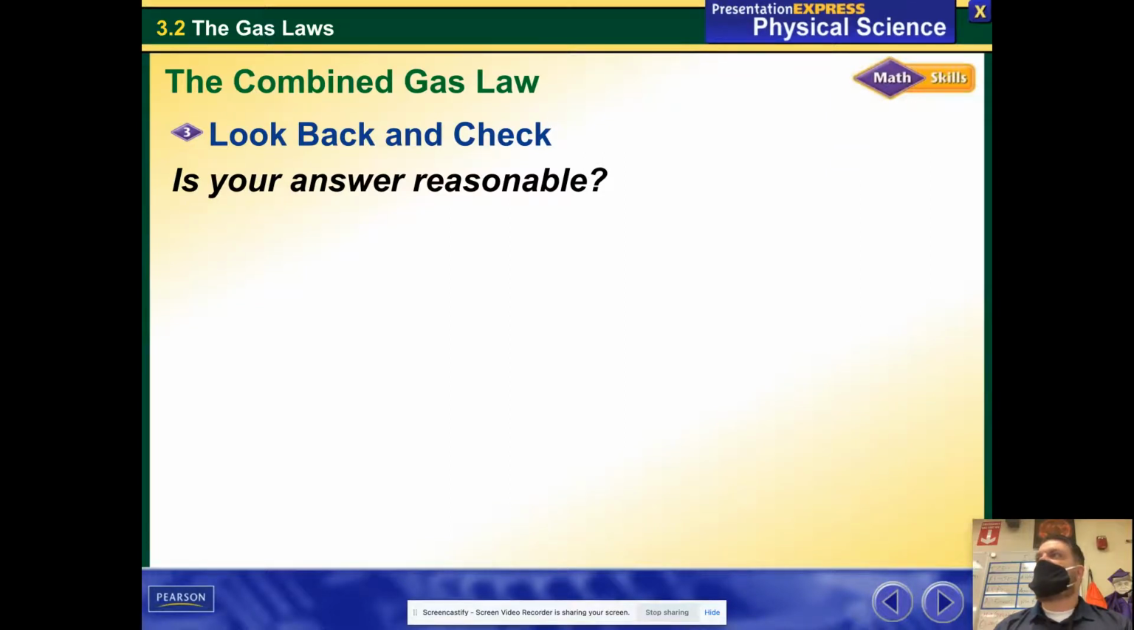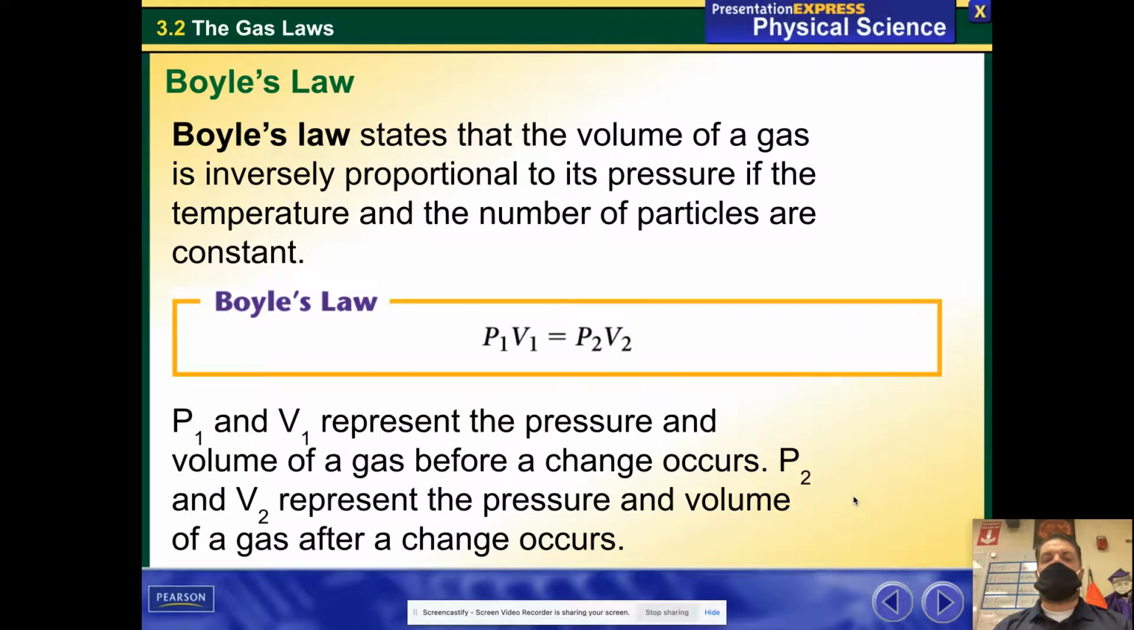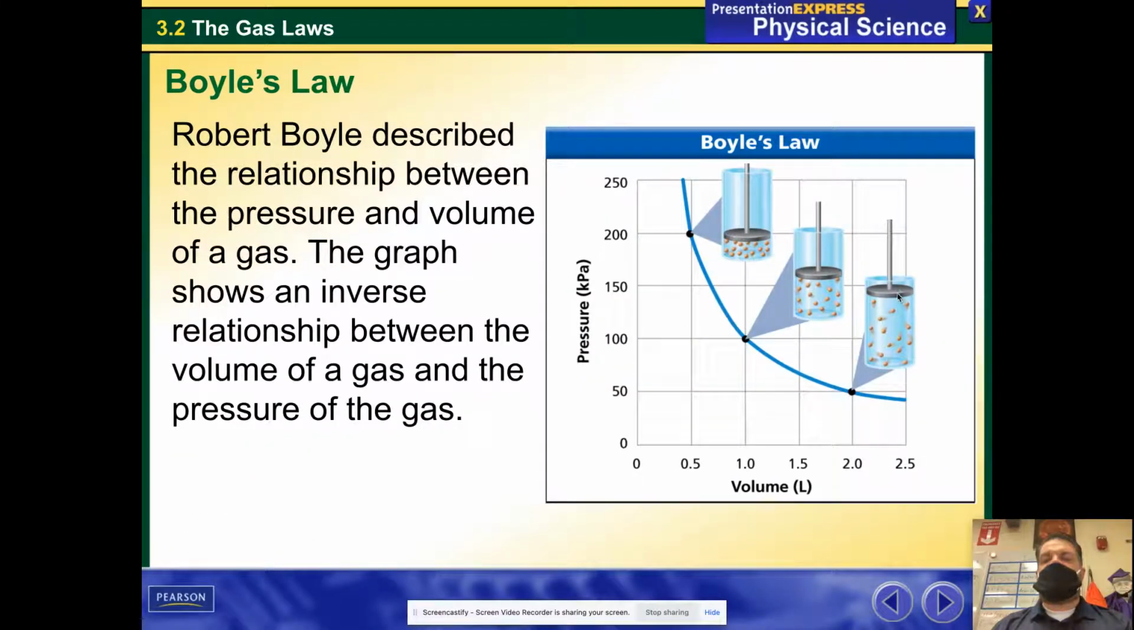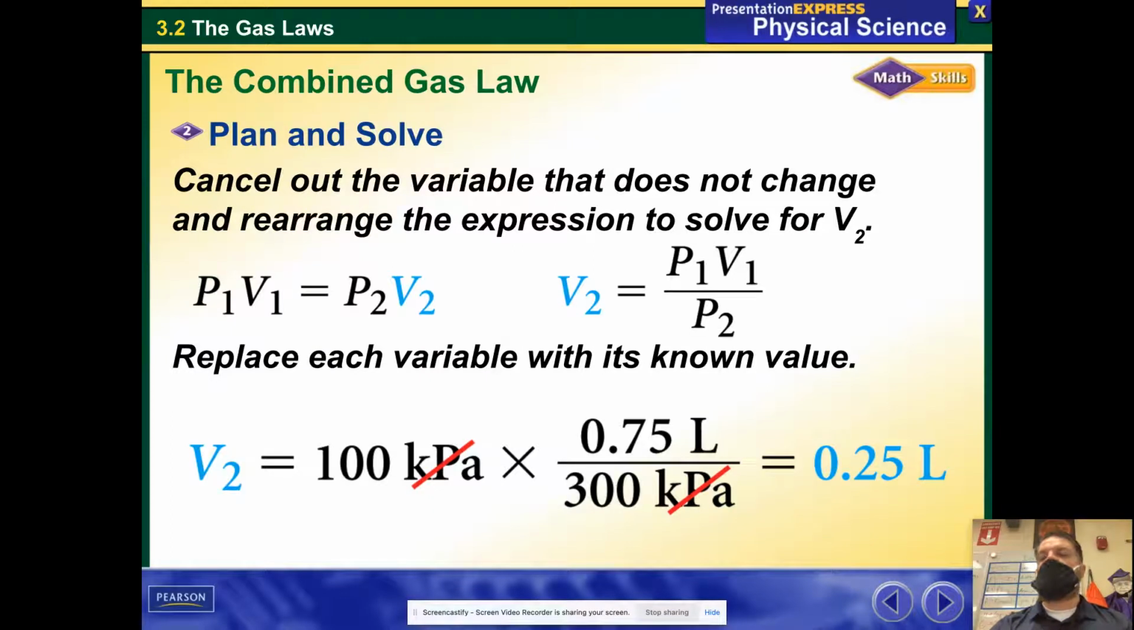Does that seem reasonable? Well, the volume should decrease as the pressure increases. Go back to this picture here. They have a cylinder, right? If I take this cylinder and close it down, the same number of particles are still moving, but now they're closer to each other and they're bouncing into each other. So there's going to be an increase in pressure. So is that a reasonable answer? I think so. If this was 2,500 liters, that would be weird. If it was 250 liters, that would be weird. But it's not. It's within the same order of magnitude as the original volume, 0.75 liters.